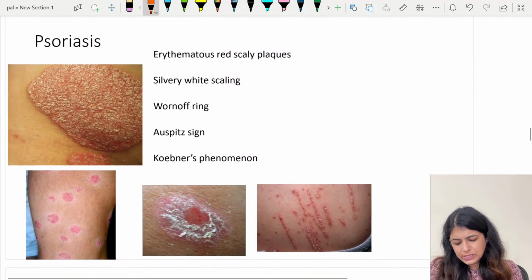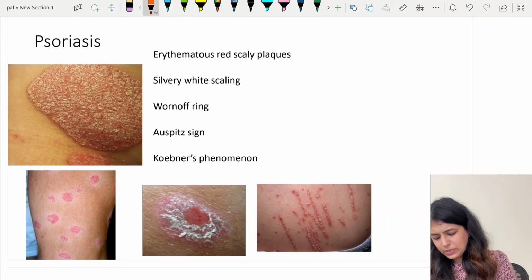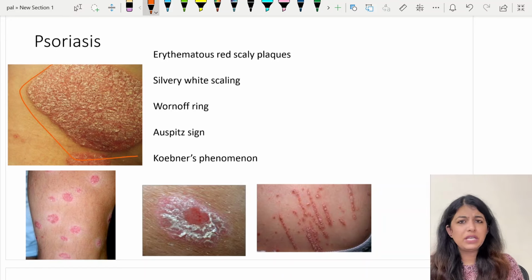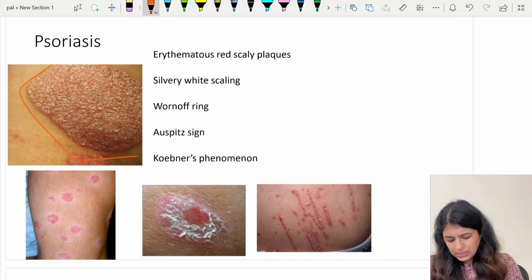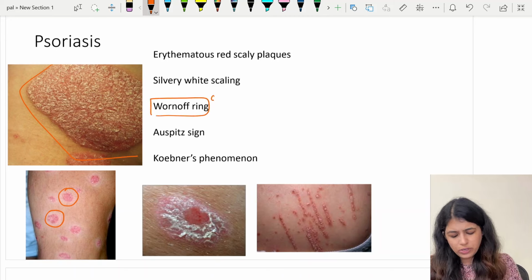Now this is how psoriasis looks. Again you see in the image here a well-defined red plaque with silvery white scaling. Sometimes in lesions on treatment you see this peripheral pallor, which is called the ring of Woronoff.